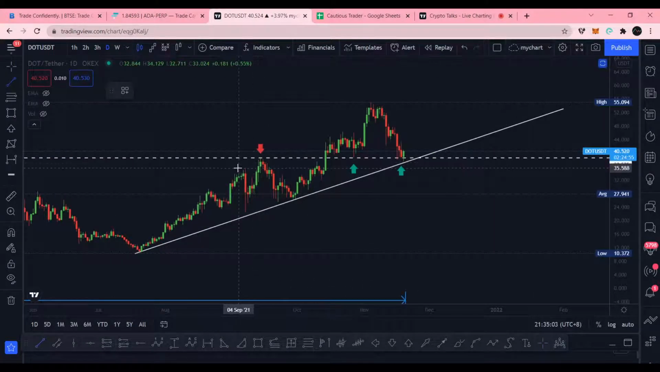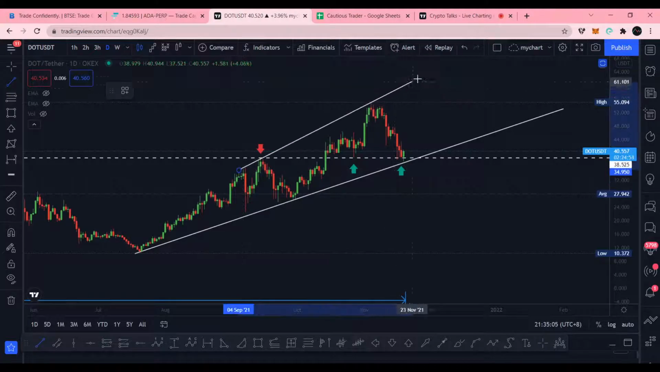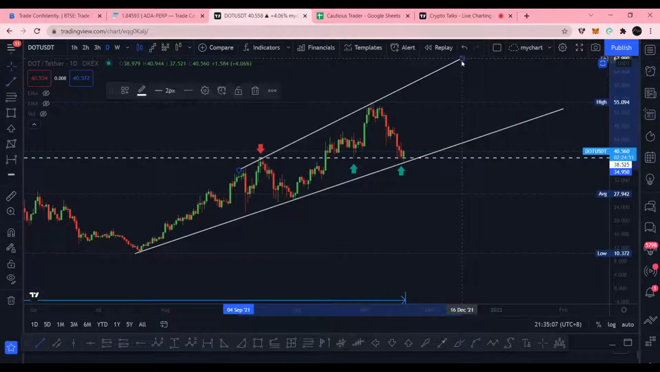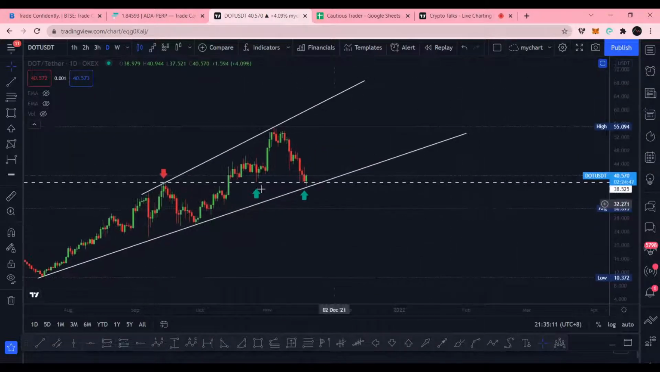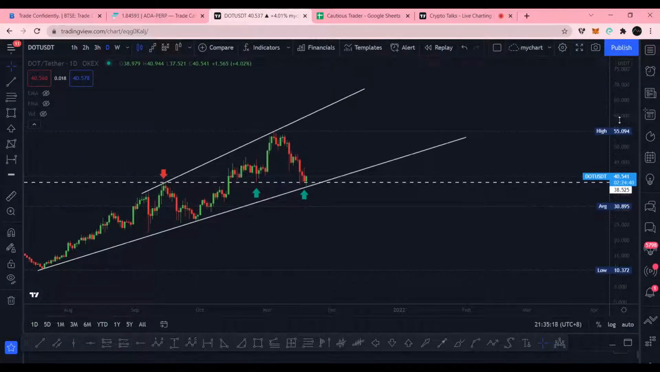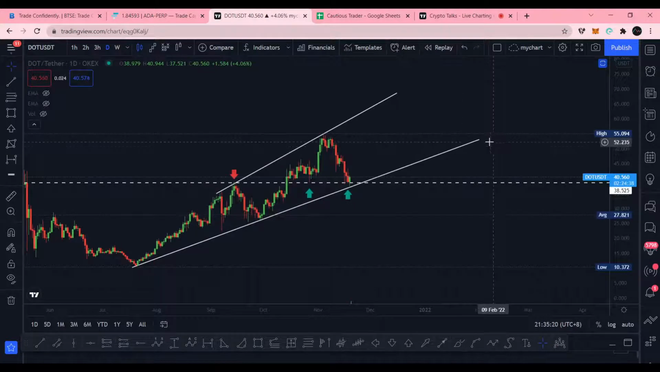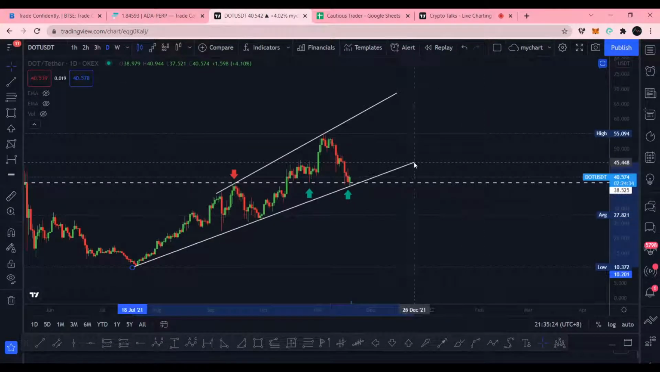Actually, I'm not trading Polkadot. Did I trade the Polkadot futures? I think not, because I already have some holdings in it and I don't want to add more risk.